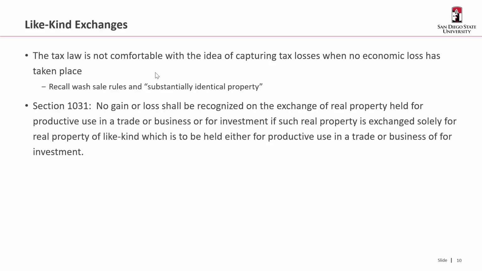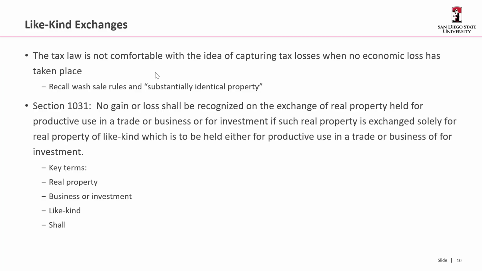for productive use in a trade or business or for investment, if such real property is exchanged solely for real property of like kind, which is to be held either for productive use in a trade or business or for investment. So there are some key terms in Section 1031, and 1031 was updated in late 2017 with the Tax Cuts and Jobs Act. So it's important to pay attention to some of these terms. The first is real property. You cannot do a like-kind exchange any longer on anything but real property. So real estate, buildings, land, etc.